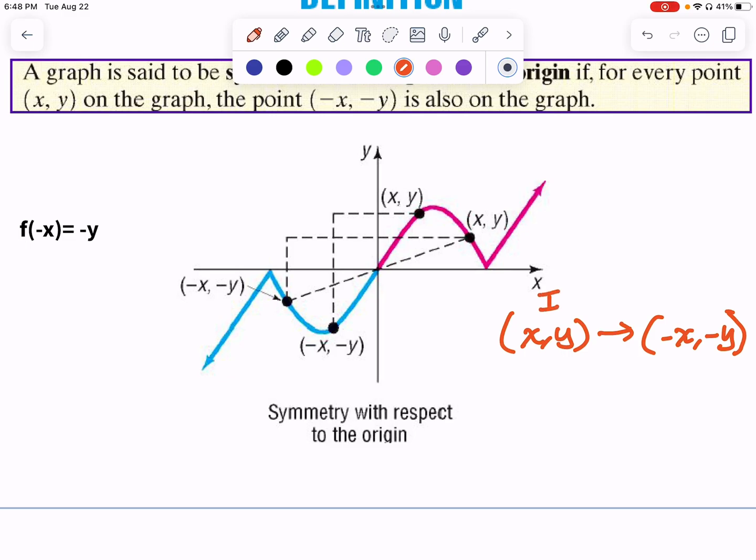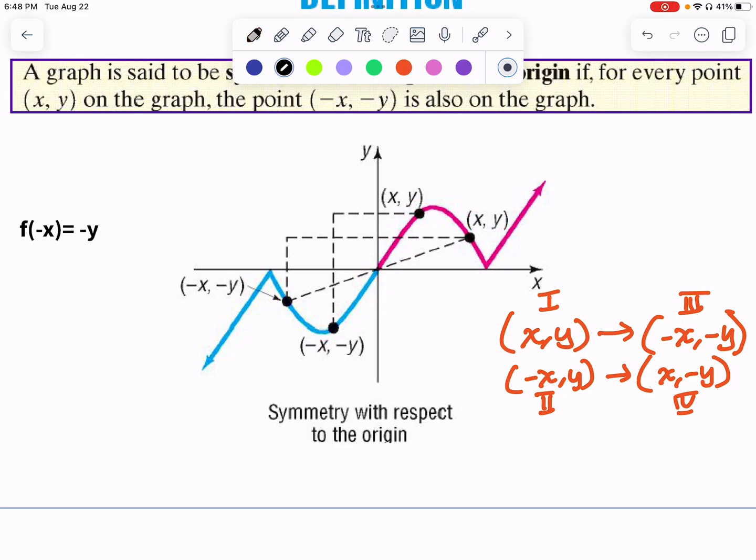This would be in the first quadrant, and this would automatically be in the second quadrant. If there is a point in the second quadrant, negative x comma y, then there has to be an x comma negative y, which, if this is in the second quadrant, will be in the fourth quadrant.